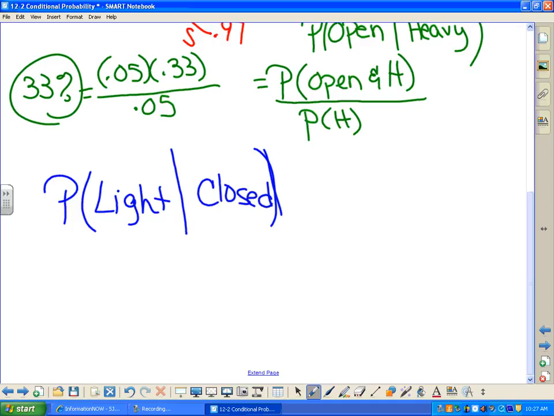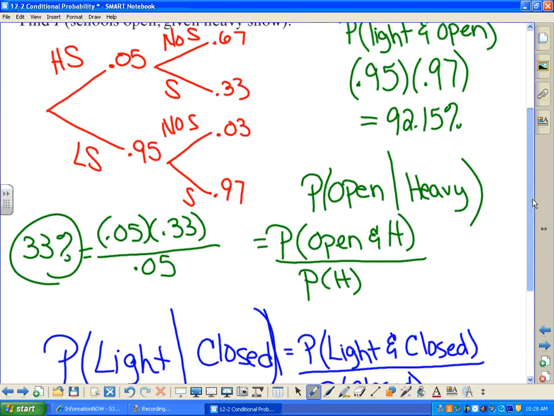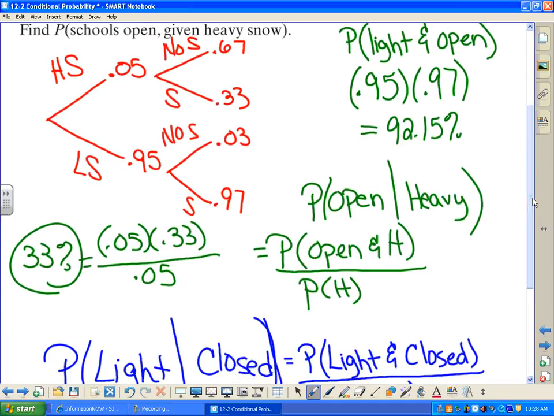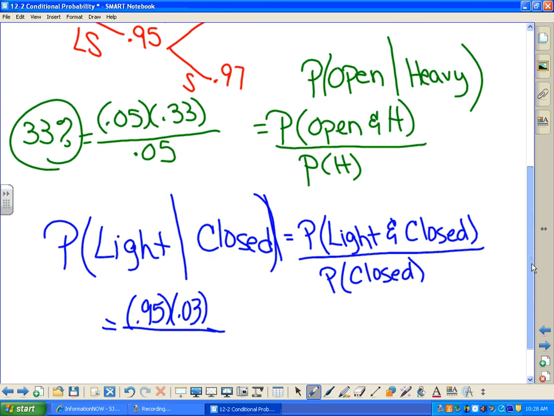So this means we're going to do the probability of light and closed over the probability that they were closed. Is everybody with me? Okay, how do we get light and closed from up here? It's going to be what? Okay, 0.95 times 0.03. So we're going to have 0.95 times 0.03. Now this is over the probability of closed.